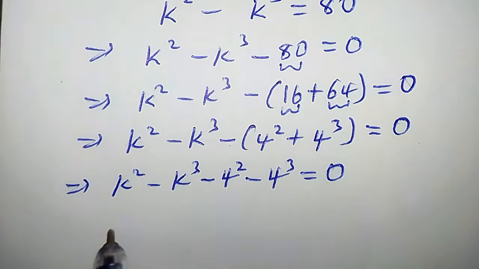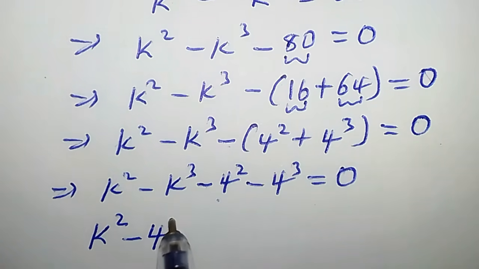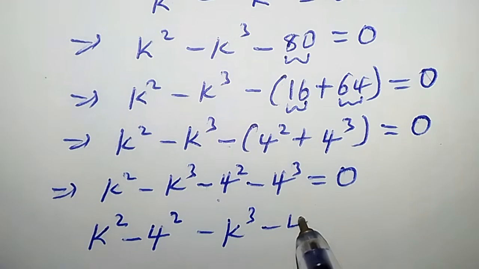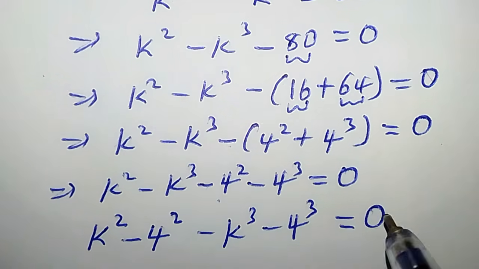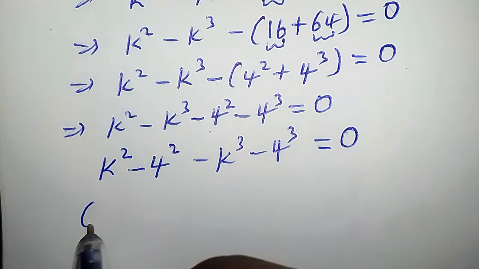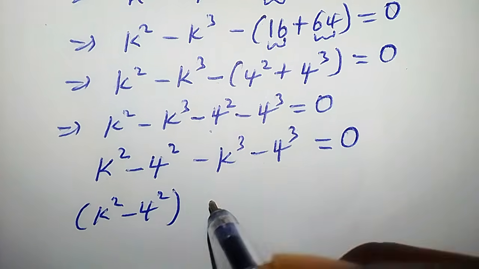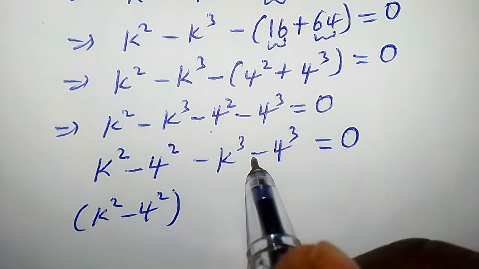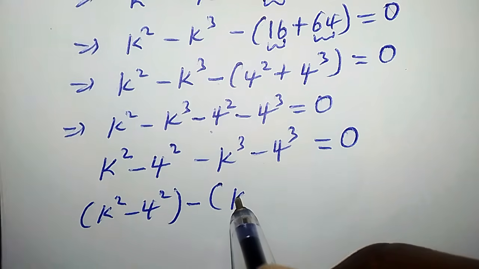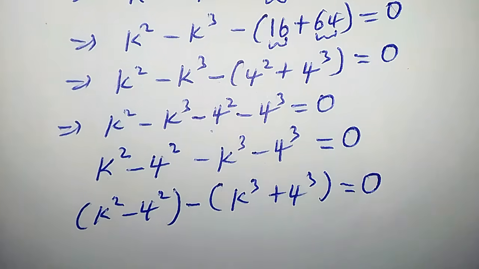Let's rearrange this equation. Doing that, we have k square minus 4 square minus k cube minus 4 cube equal to 0. It is very possible I can put these two guys in brackets. So I have k square minus 4 square, close the bracket. I can also factor out minus from these two guys. So that will be minus into k cube plus 4 cube equal to 0.